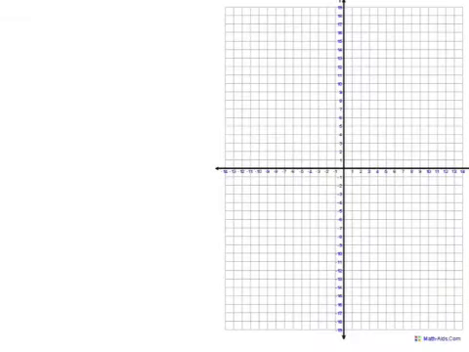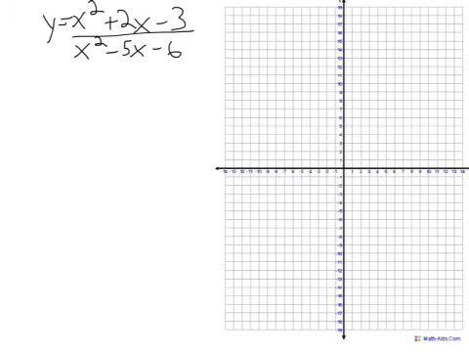Next, you will be learning about vertical and horizontal asymptotes. The problem that I will be teaching is how to find the vertical asymptote. The equation above is the equation that we will be using for this problem. This is a rational function. To find the vertical asymptotes, you set the denominator equal to 0 and solve for x.